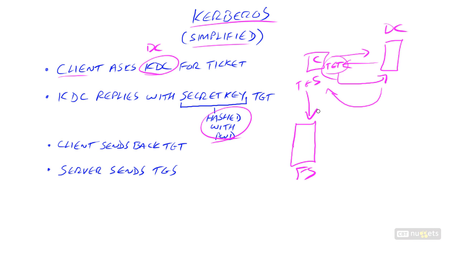the file server. The file server knows that only the domain controller could have created that ticket granting session ticket because, again, of the cryptographic properties involved in it, and it will then immediately trust it. So that's what our other steps are here. So that's kind of the quick overview of how Kerberos works.